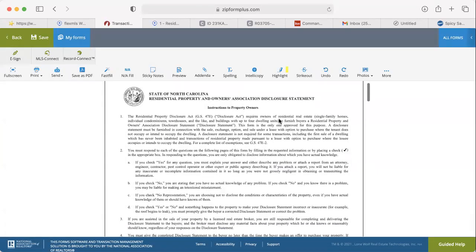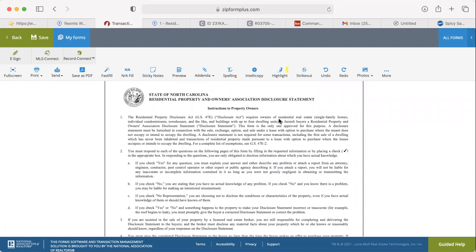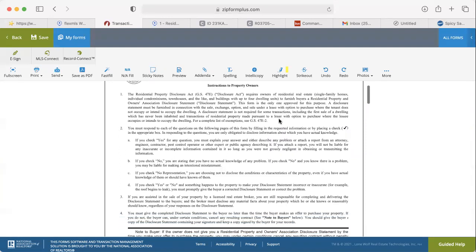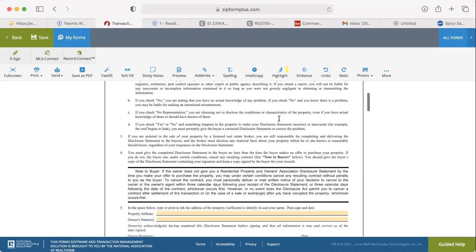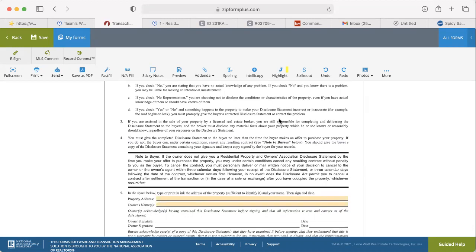So this is a form that every seller in North Carolina should fill out who's selling a property with an improvement on it, a house on it, or a condo or a townhome. And it basically says, Mr. Buyer, this is what I know about the property. It either works, it doesn't, or I'm not telling you.